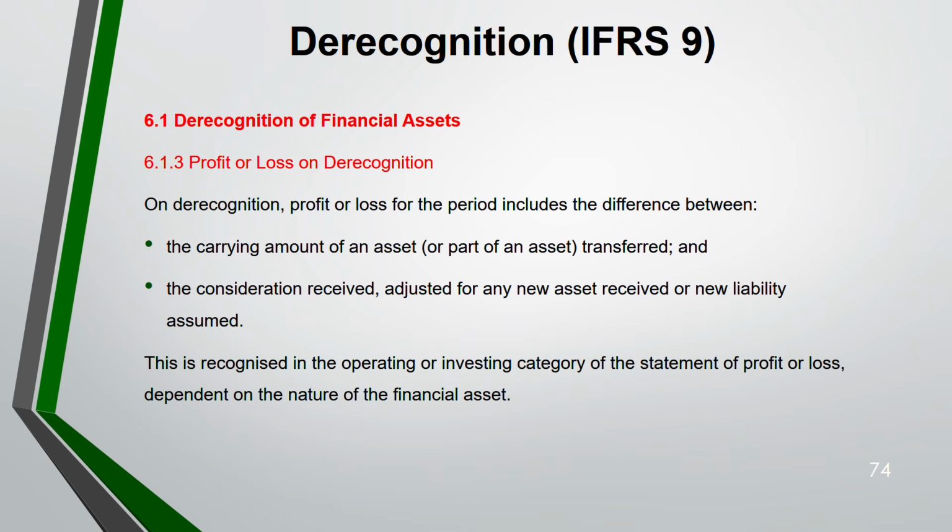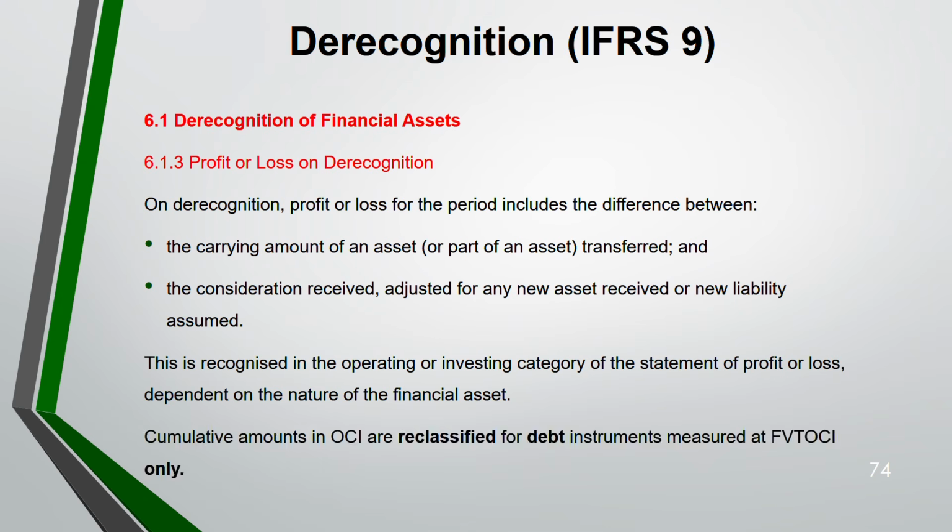This you will recognize. This profit and loss on derecognition will go either in the operating or investing category in your statement of profit and loss, depending on the nature of your financial asset. For example, is it your trading activity? Then operating category. If you are taking that financial asset for investment purpose, investing category. In your exam, clearly they will mention the nature of the financial asset. Do not worry about it.